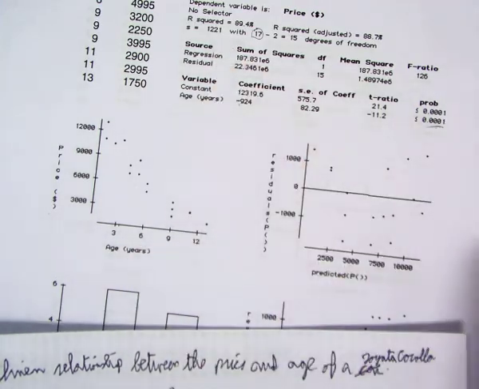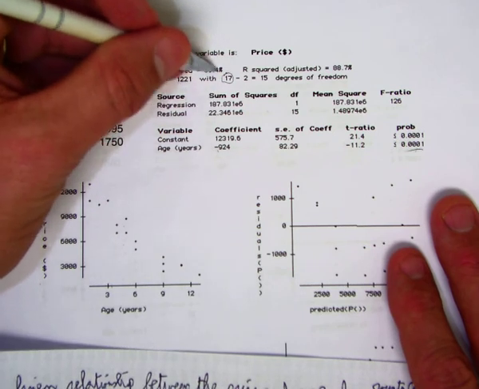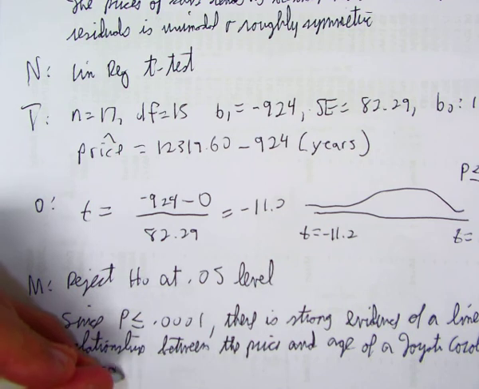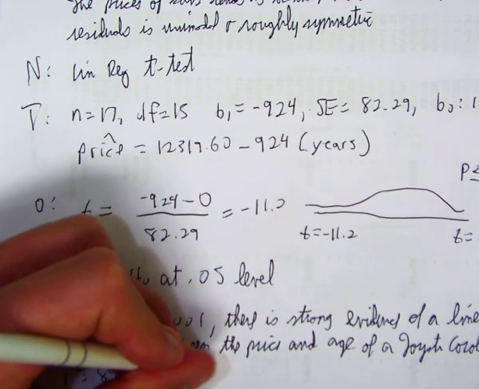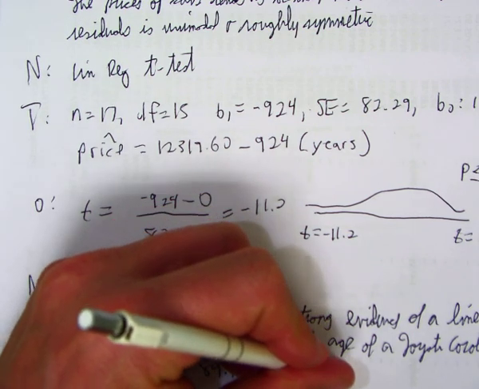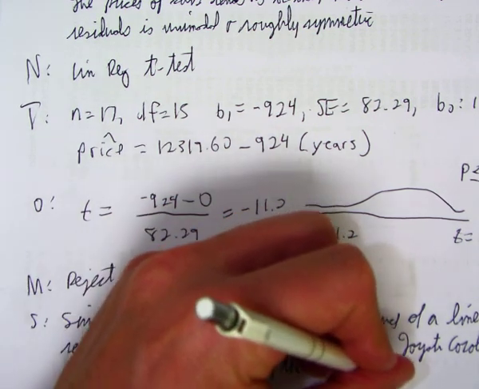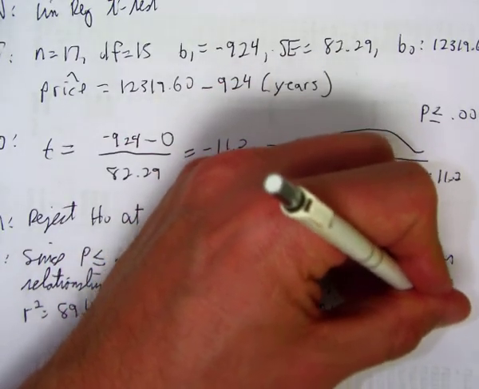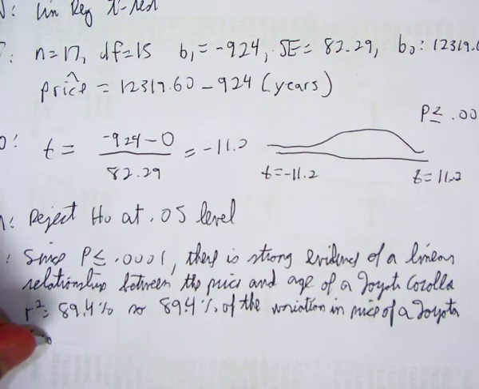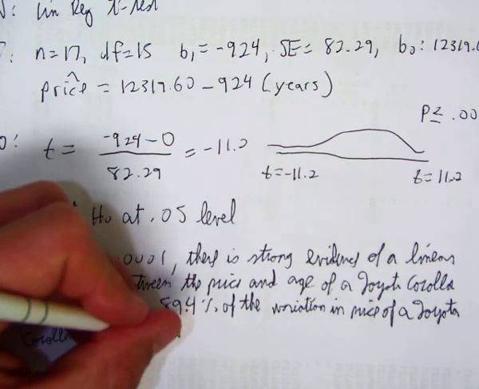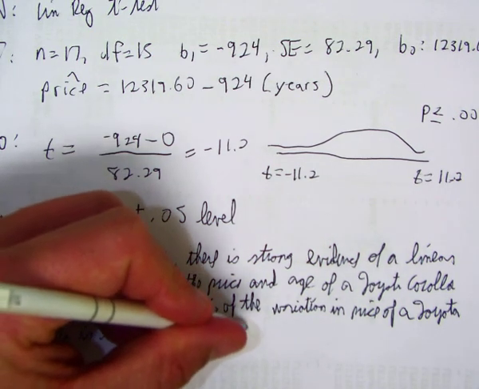I'm going to start talking now about R squared. What's R squared? It's 89.4%. It's right here. So R squared equals 89.4%. So 89.4% of the variation in price of a Toyota Corolla is explained by variation in age.